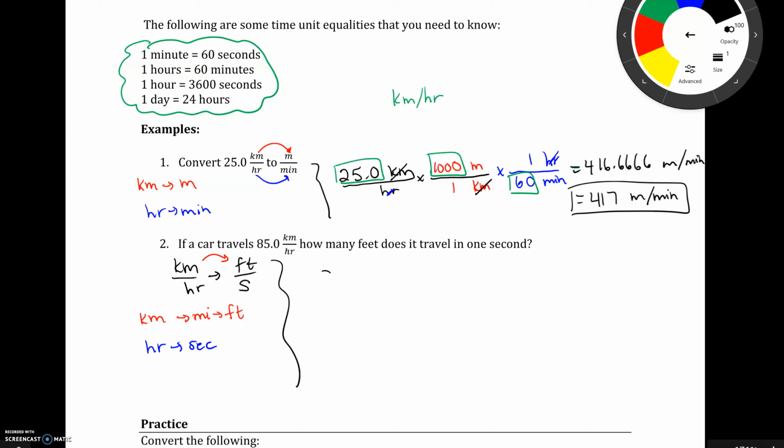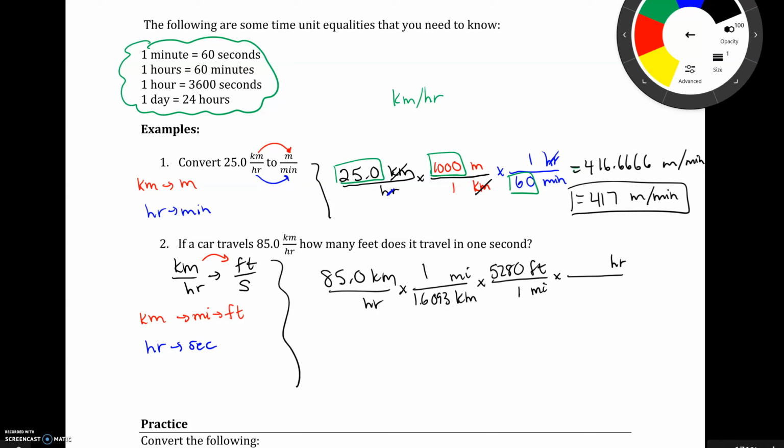We start off with 85.0 kilometers per hour, and then we're going to convert from kilometers to miles. 1 mile is 1.6093 kilometers, and then I'm going to go from miles to feet. 1 mile is 5,280 feet. Okay. Next, I'm going to go from hours to seconds.